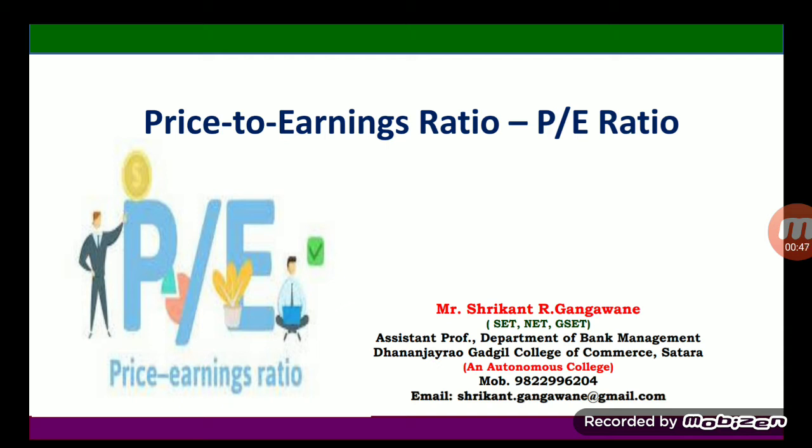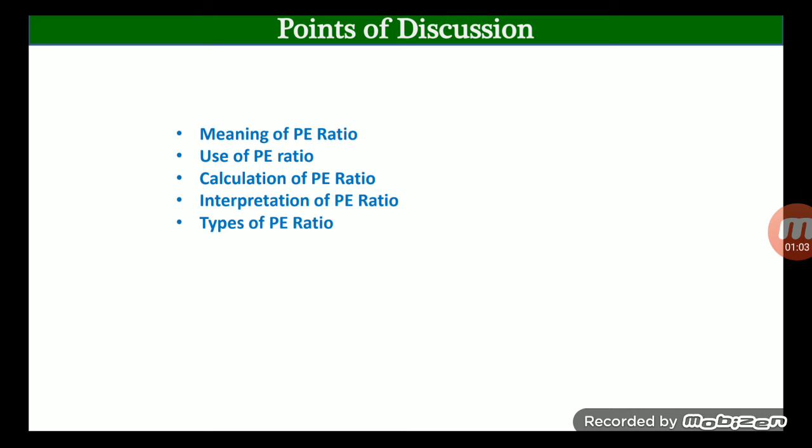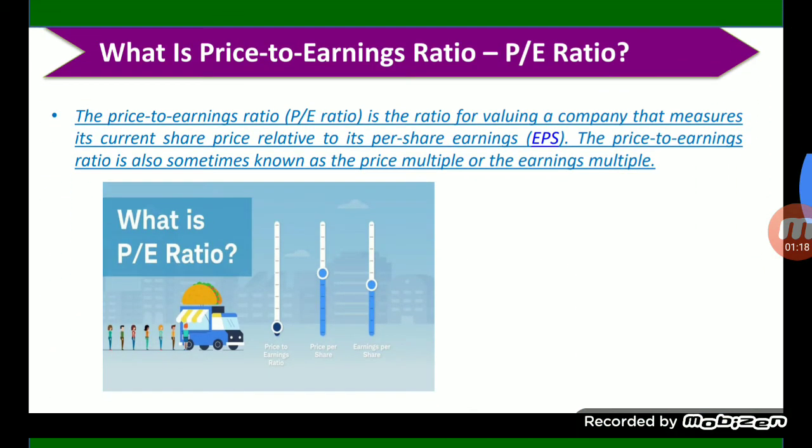That is, P ratio compares the price of a particular stock to the earning of that share. So, friends, today we are going to discuss the meaning of P ratio, uses of P ratio, then its calculation, interpretation of P ratio, and its types at the end. So let us start with the formal definition.